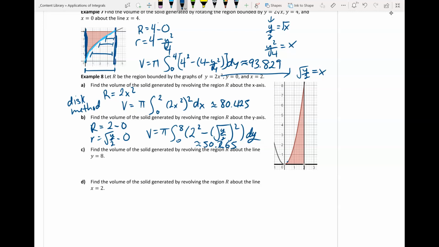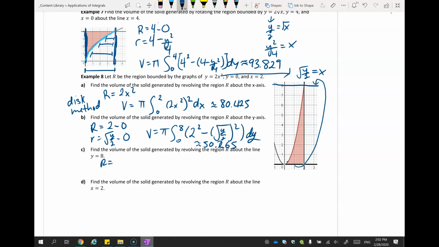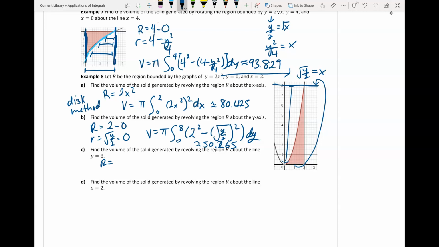Moving on to C, we're going to revolve around y equals 8, which is up here. So we're revolving around this way. Again, we're going to use the washer method because we have this huge gap in here. Our most outer, when we revolve around y equals 8, is 0, and our inner one is going to be 2x squared. Now you want to be careful on how you place the order of this. If you want to find the distance between here and here, it's going to be 8 minus our x-axis line, which is 0.